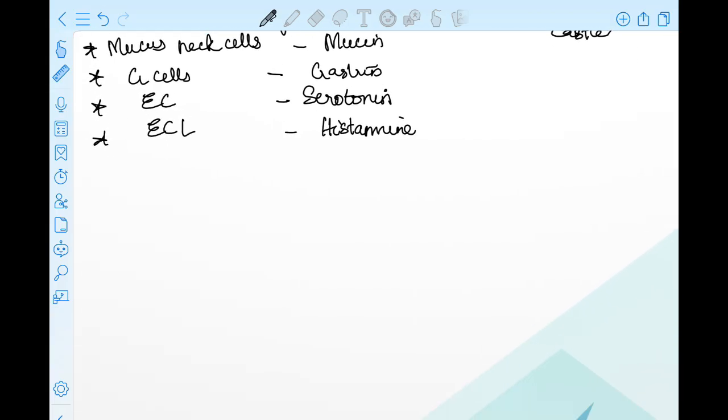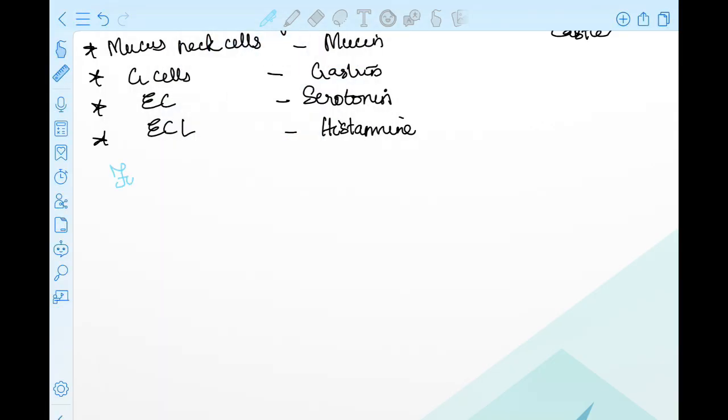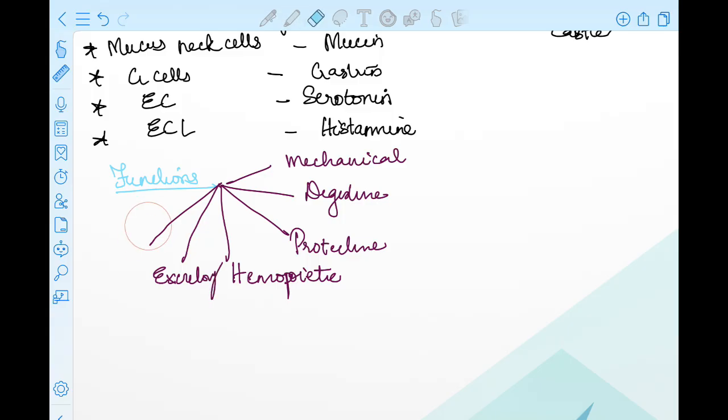Now let's see what are the various functions of the stomach. Functions. Let's use another color. Okay. So what are the functions? For exams, always try to draw flowcharts or diagrams and then explain it. So it has mechanical, digestive, protective, then hemopoietic, excretory functions. These are the most important functions.